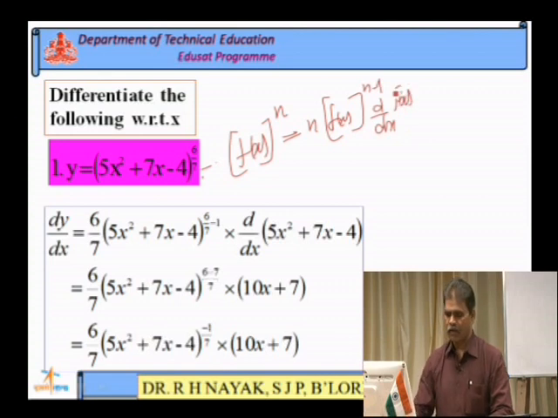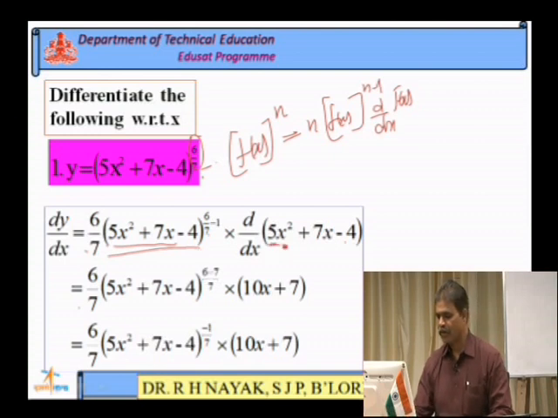Based on that, what is n? N is 6 divided by 7. So 6 by 7 into function to the power of n minus 1 into d by dx of function. What is the function? 5x square plus 7x minus 4. This is taken as it is; only the function itself we have to differentiate.